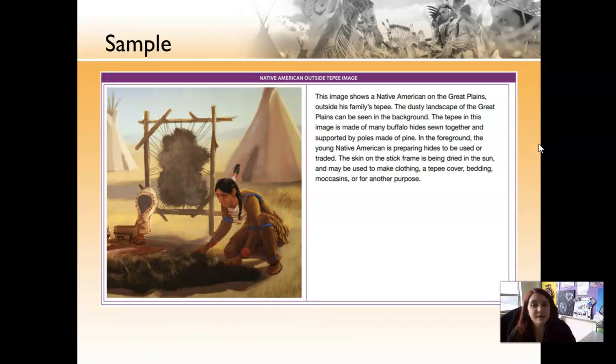So this is an example. This is the image that I have selected for my sample. So this image shows a Native American on the Great Plains outside his family's teepee. The dusty landscape of the Great Plains can be seen in the background.